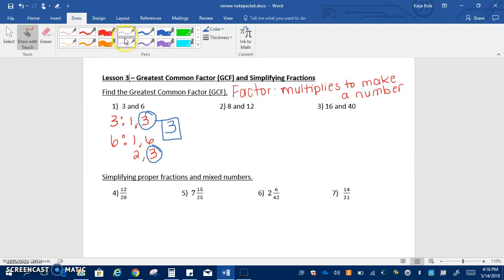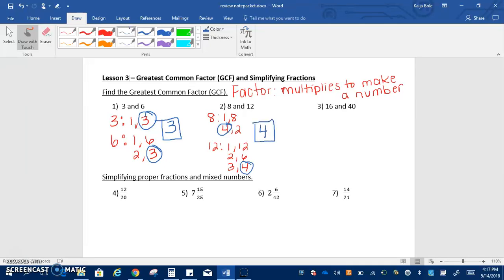Right, if we look at 8 and 12 here, if we list out the factors of 8, let's see, we have 1 and 8, and then we have 4 and 2. And then for 12, we have 1 and 12, 2 and 6, and then 3 and 4. So if we're looking for the biggest one that they share, that would be 4. So our GCF would be 4.